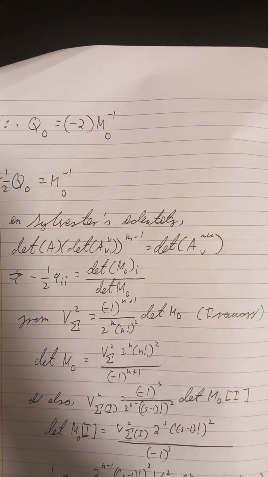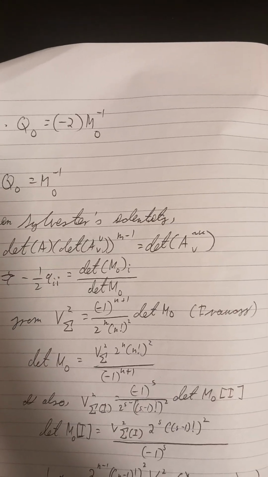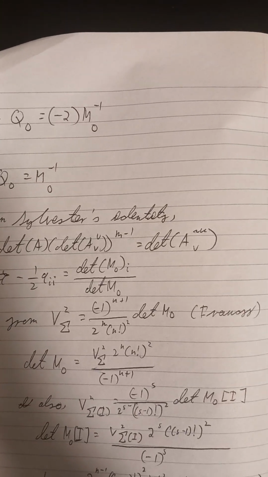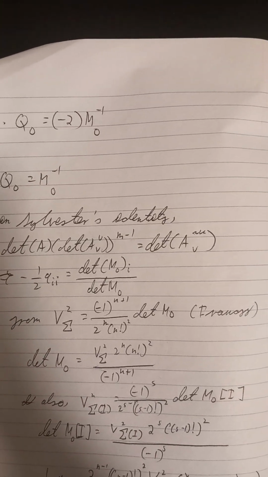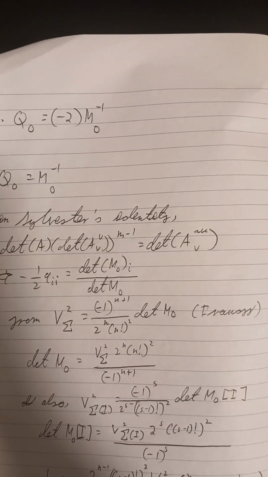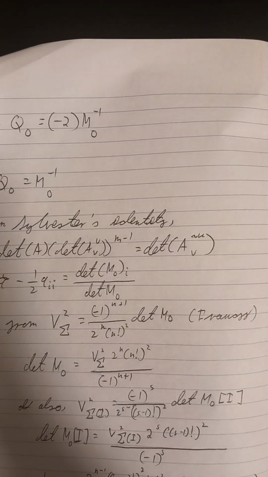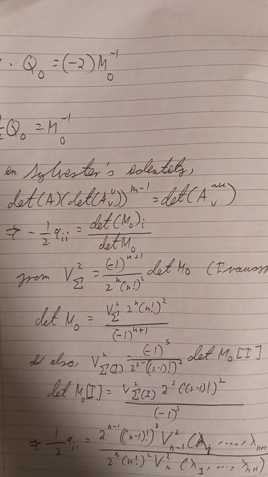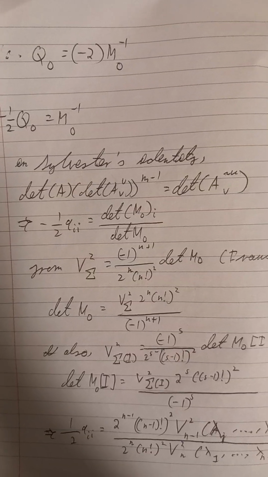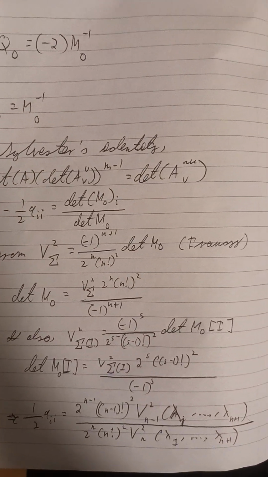where v squared, the volume squared of a simplex of a certain order, let's say let it be n, would be minus 1 to the power of n plus 1 divided by 2 to the n times n factorial squared multiplied by det of M0, as in the determinant of the M matrix. So as a result, we rearrange for det of M0 to equal this.